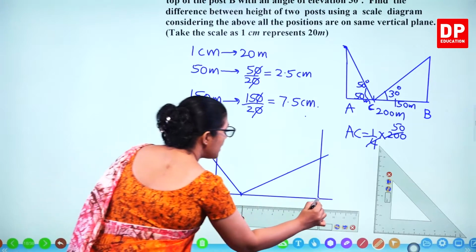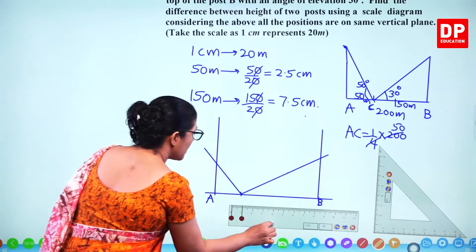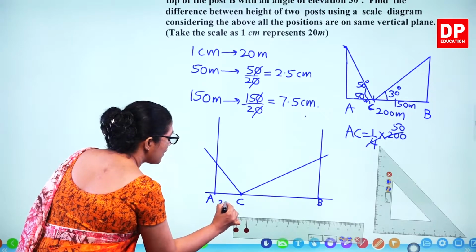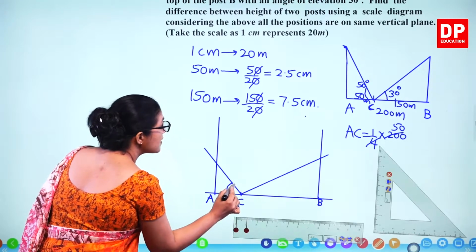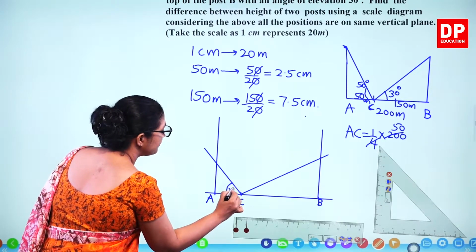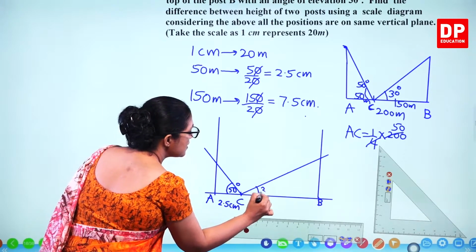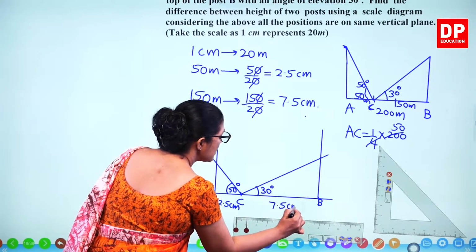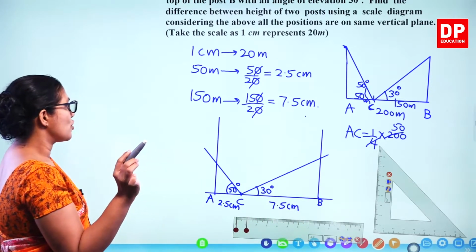A, B, C, 2.5 centimeter. This is 50 degrees. This is 30. And this is 7.5 centimeters. So those are the measurements we took.